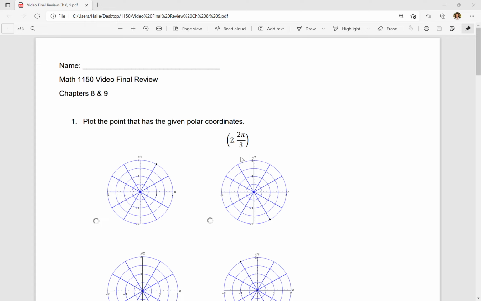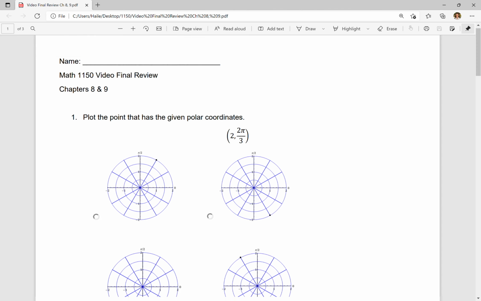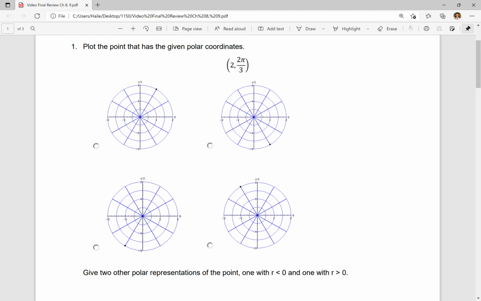In this video, we're going to review chapters 8 and 9 for the final review. If you remember, chapter 8 was about polar coordinates and a little bit about complex numbers, and chapter 9 was about vectors. So for our first question, we're going to plot the point that has the given polar coordinates.